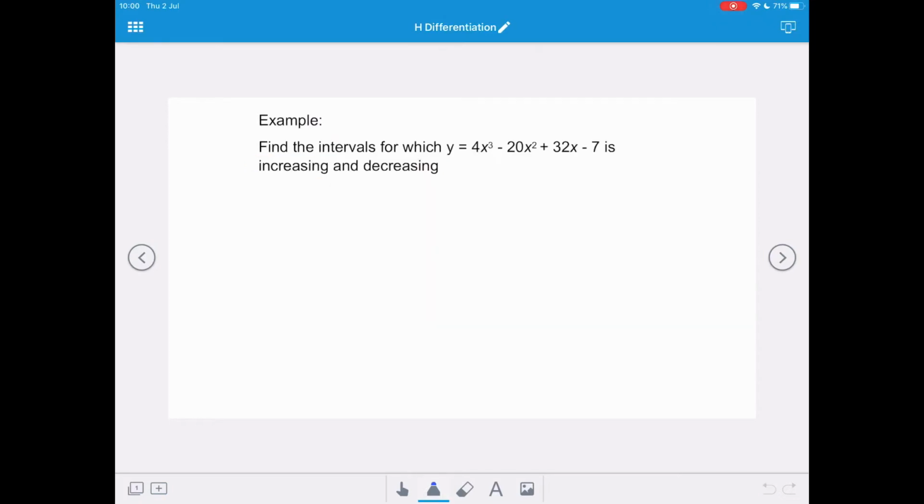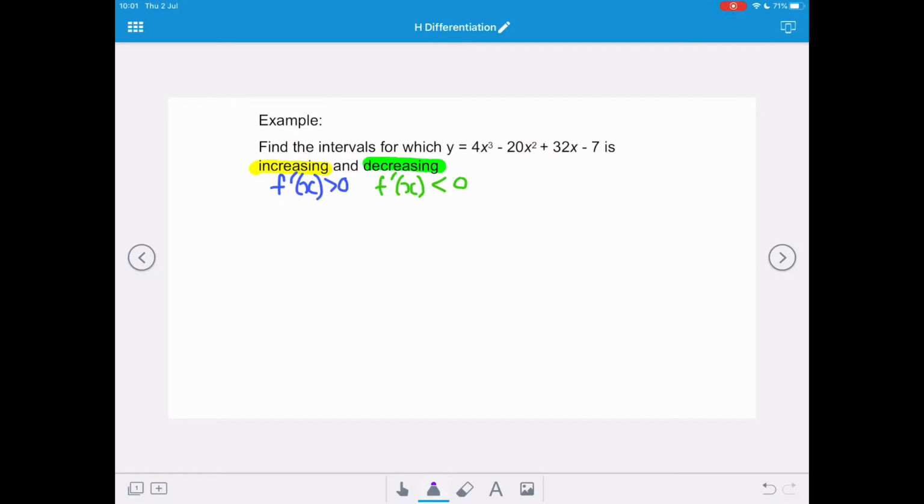Now in this example, we want to find the intervals for which y = 4x³ - 20x² + 32x - 7 is increasing, and that's when the derivative of the function is greater than 0. And we also want to know when this curve is going to be decreasing, and that's when the derivative of the function is less than 0. And so we're going to have to sketch the derivative in order to help us work out what values of this function are relevant.